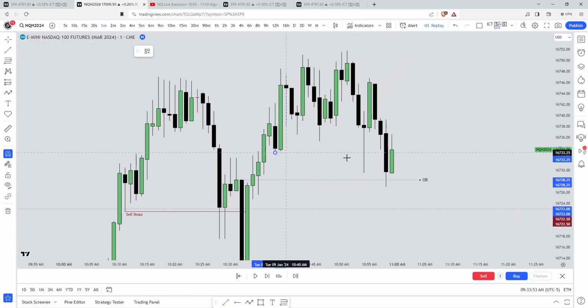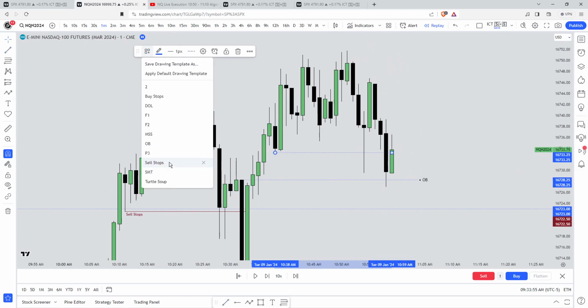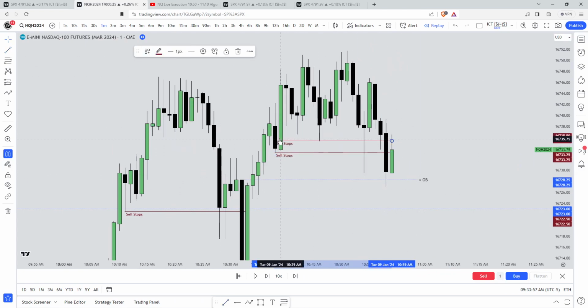So right here, price creates sell stops by engineering them. So we have this cluster of lows. Okay, I'm going to delete these in a second, but look what happened. Price returned back down to them during the 10:50 to 11:10 macro. It purges the liquidity, and then it starts to expand higher.